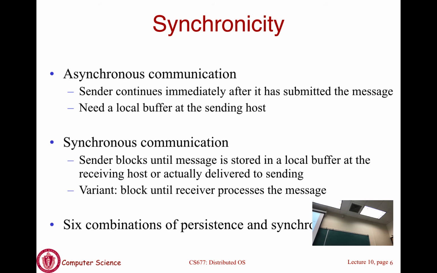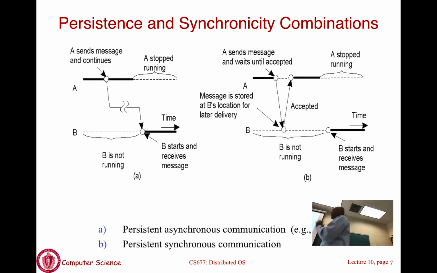Now if you take these two axes and put them together, you get at least 4 combinations of whether the system provides transient or persistent communication, synchronous or asynchronous communication. In fact, we will see that some of these have multiple flavors. So we are going to examine not 4, but 6 different flavors of combining persistence and synchronicity. We are just going to do this with pictures and some examples.